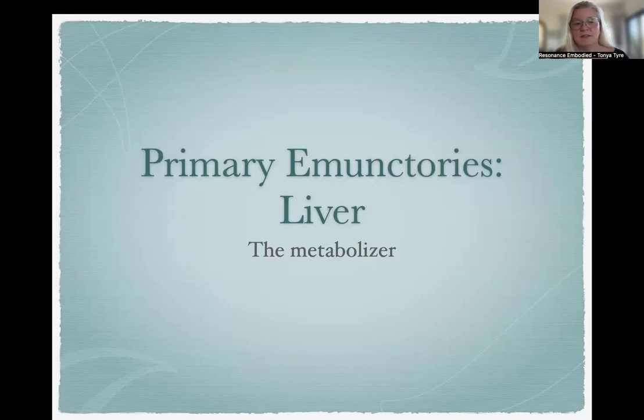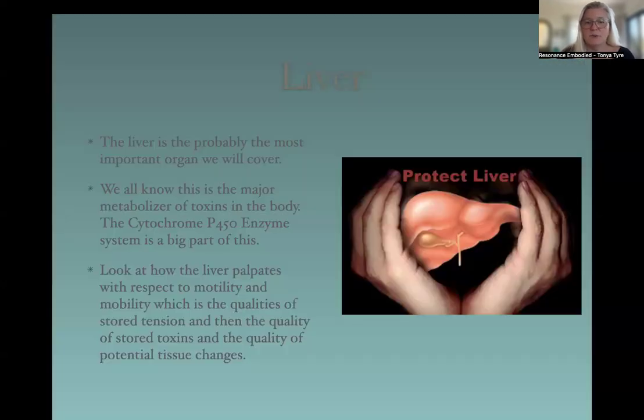Anyway, so this video is going to be about our main primary emunctory, which is the liver. It's considered the metabolizer. So it's the one that breaks stuff down and processes it. It does a lot of metabolic work. It's a pretty important organ. Obviously, you guys all know we can't live without it.